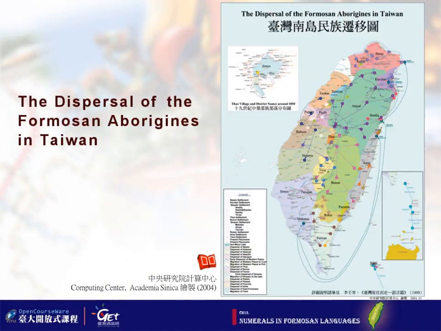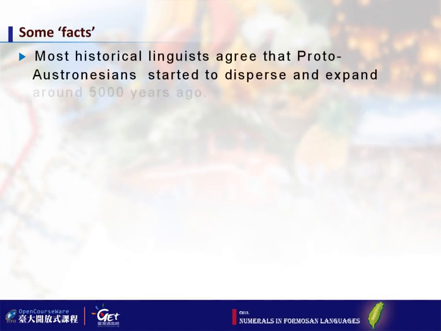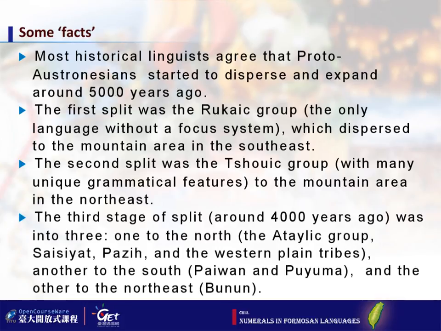So this is the map again. Jianan Plain is in this area. This is the area. Can you see? Okay, and then people probably spread out from here. So look at this map, and let's look at some facts also from the map. Most of the people agree that the Proto-Austronesian started to disperse and expand around 5,000 years ago.